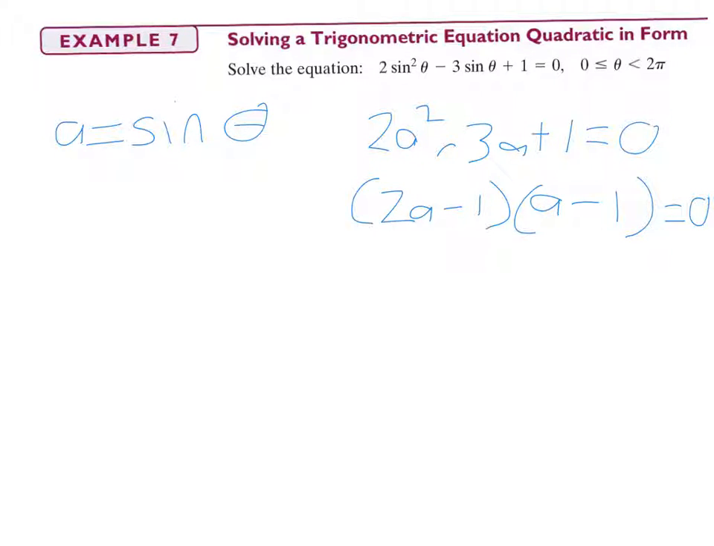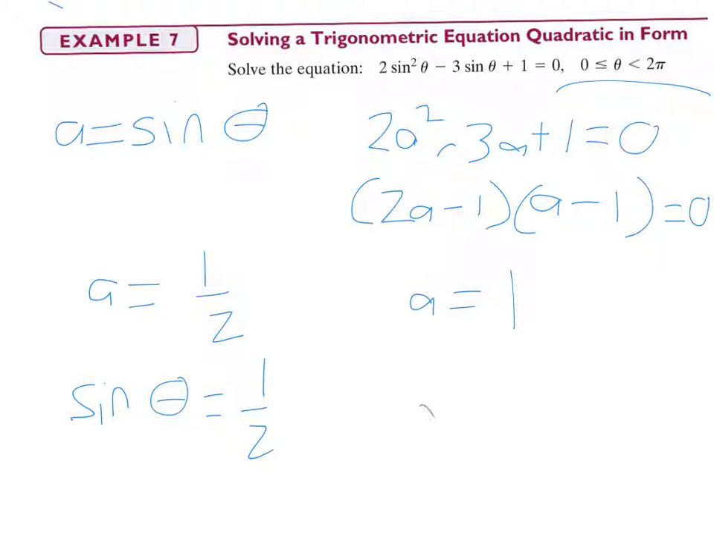I assume you all know how to factor by now, but if not, you can ask me during class how I got this. But anyway, from here you get that a is equal to positive 1/2, and a is equal to 1. Now remember, a is equal to sine of theta, so we need where sine of theta is equal to 1/2 on this interval, and where sine of theta is equal to 1.